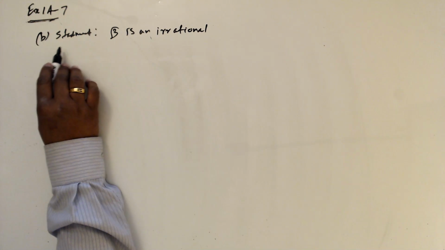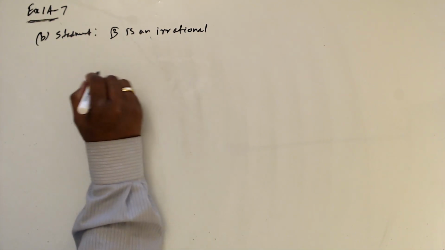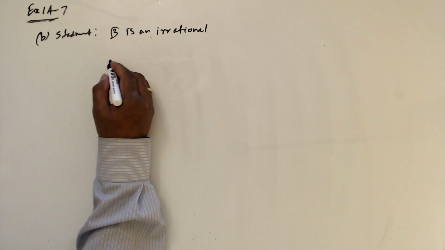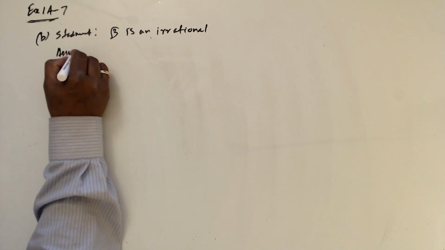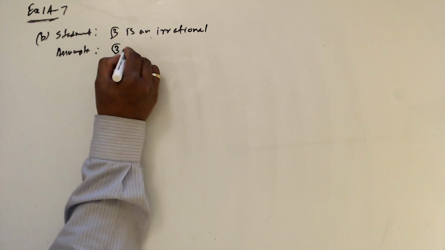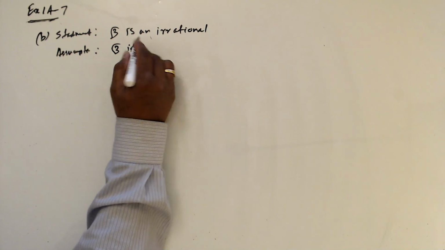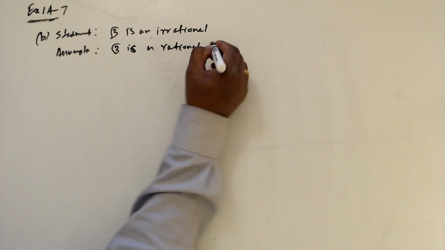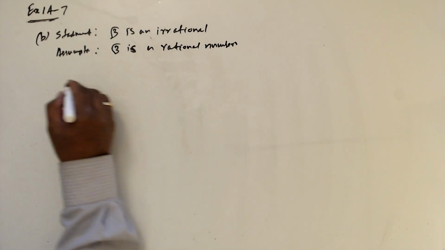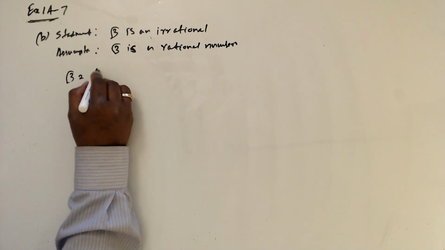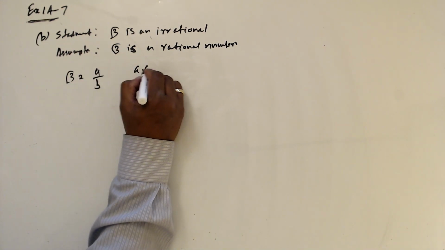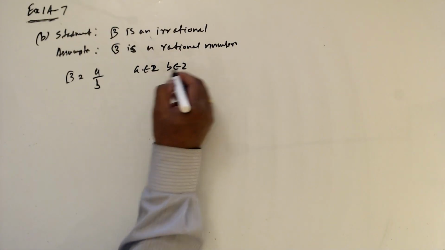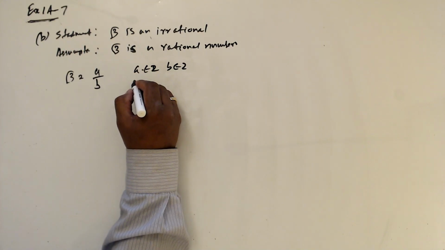Part B statement is square root 3 is an irrational. The same way we did before, it's the same thing. Assumption: the square root of 3 is a rational number. If square root 3 is a rational number, then we can write it as a fraction a over b, where a is an integer and b is an integer, and they are in their lowest terms.